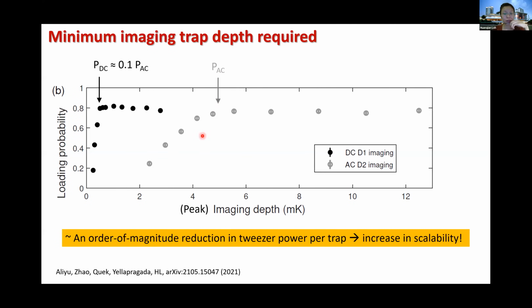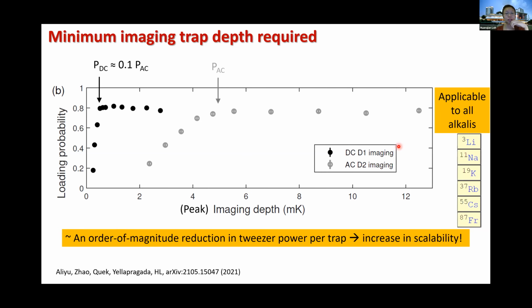So this order of magnitude reduction in the tweezer power per trap gives us a corresponding increase in scalability. And we also want to emphasize again that these DC-D1 methods are really applicable to all the alkali atoms.